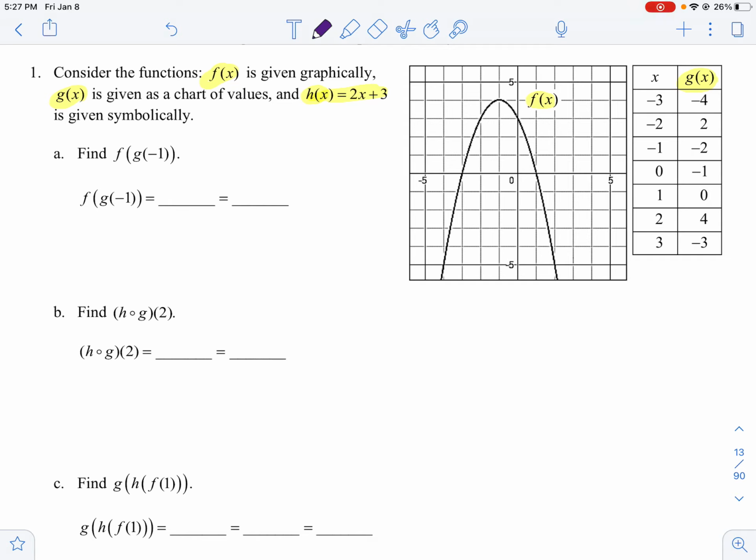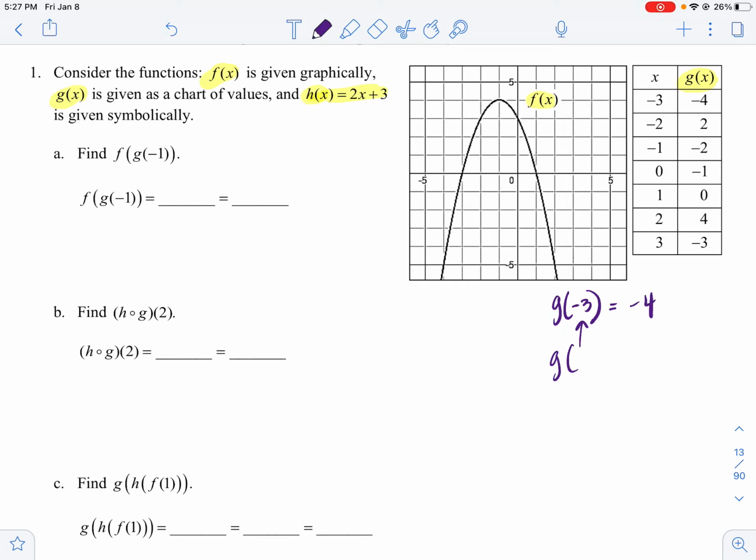Let's just start interpreting the chart, g of x. When I say g of negative 3, what does that mean? Does that mean that if the x is negative 3, what's the y? So when you say g of negative 3, meaning the x is given, which is negative 3, what would be the y equivalent of that? That would be negative 4. So g of negative 3 is simply negative 4.